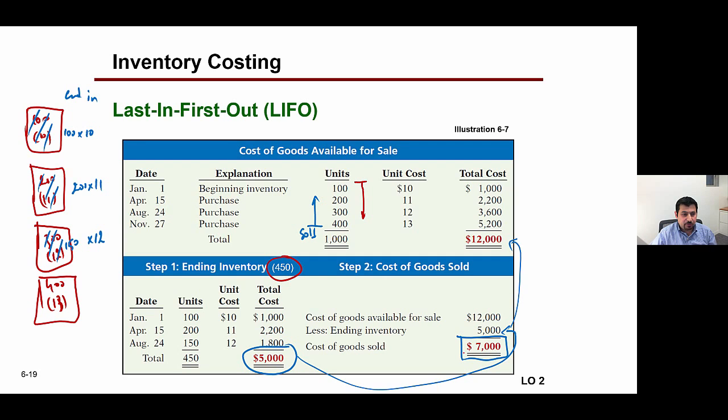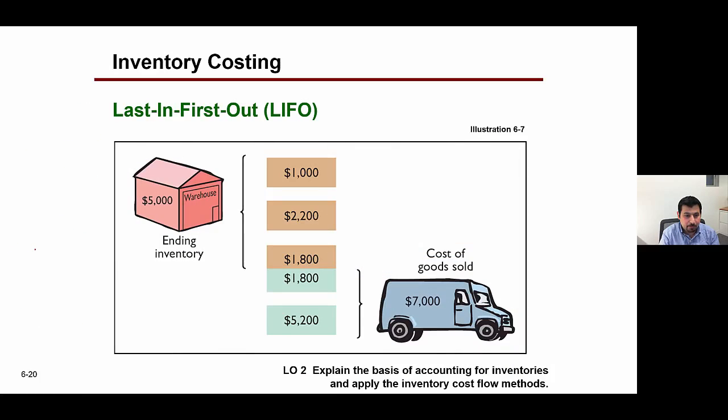In order to verify the information, we can do it the other way around here. First we need 550. So the cost of goods sold will be for 550. We've sold 550 units. It will be 400 multiplied by 13 plus 150 multiplied by 12, and that would give us the same number, 7,000. This is the part that will remain in our warehouse. This is the part that was sold.